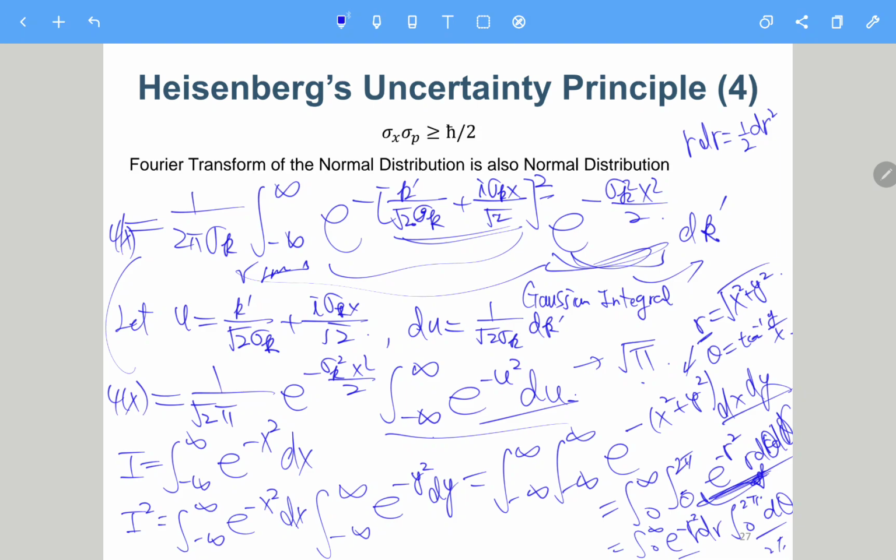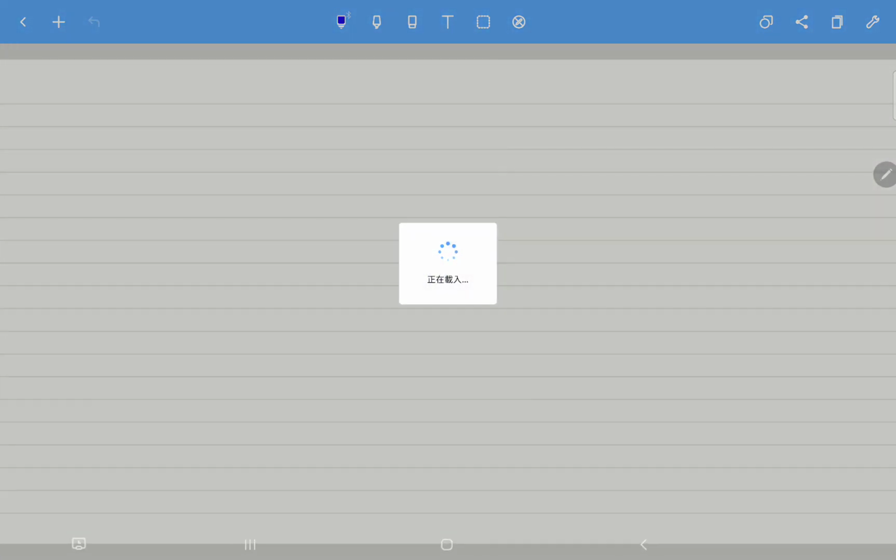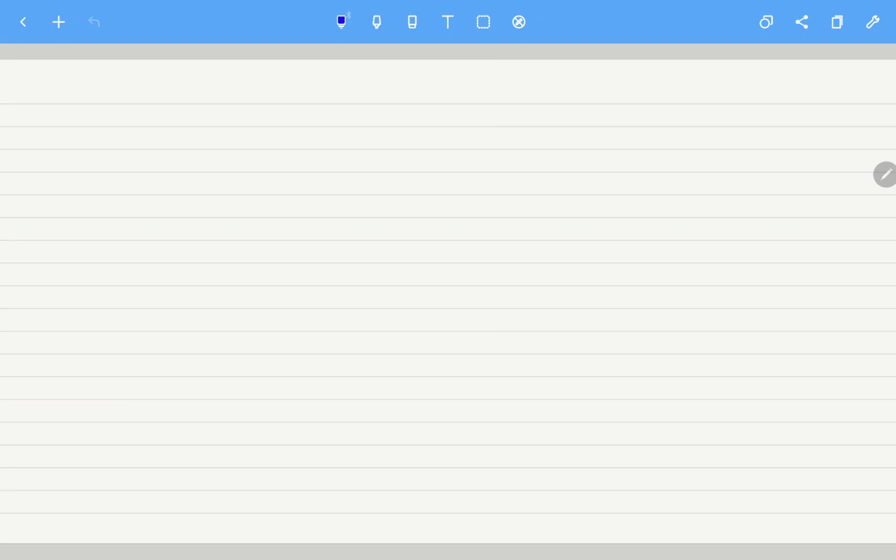So finally, we can see that this is square root of pi. And then you can see that phi(x) is nothing but 1 over square root of 2 pi, exponential to negative sigma_k squared x squared over 2. Like this.